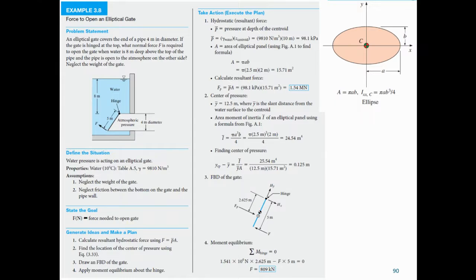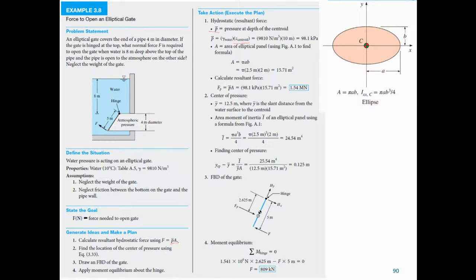So to generate ideas and make a plan, we have to calculate the resultant hydrostatic force, find the location of the center of pressure, draw an FBD of the gate, and apply moment equilibrium about the hinge. So this is the pressure acting at the depth of the centroid. The pressure acting at the depth of the centroid is gamma h, or gamma z, and z here is the distance from the top of the water to the centroid.